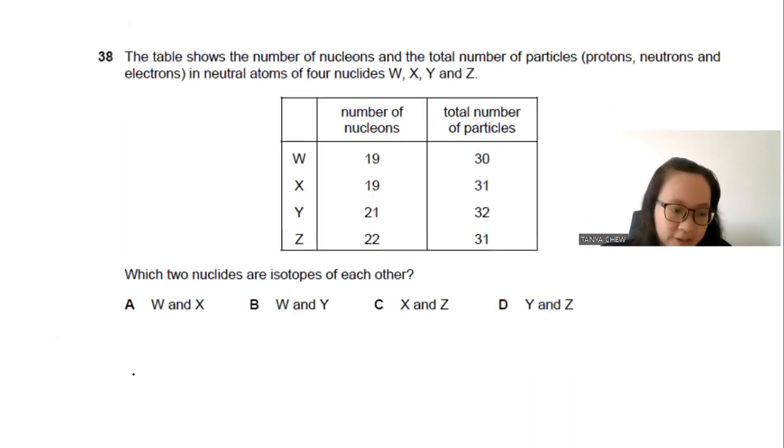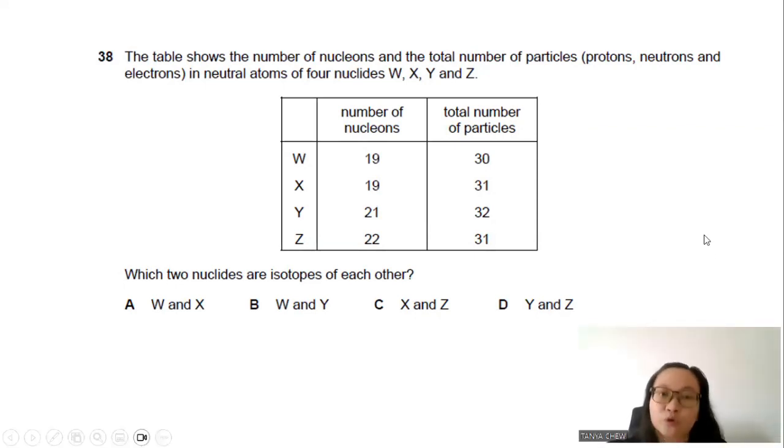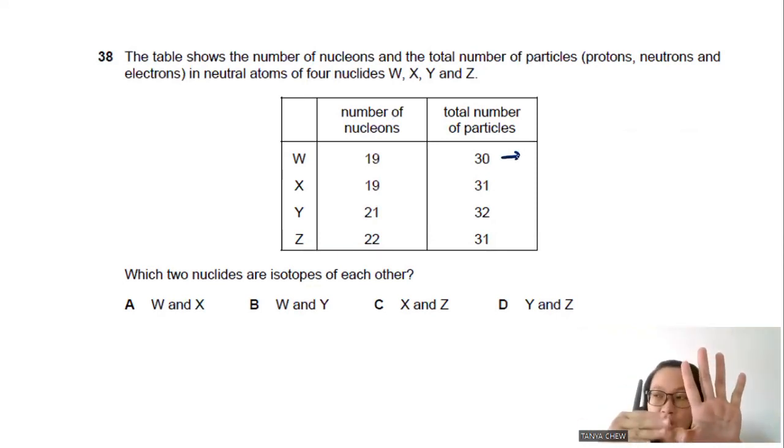Question 38, the table shows the number of nucleons and the total number of particles, protons, neutrons, and electrons, in neutral atoms of 4 nuclides, W, X, Y, and Z. Which 2 nuclides are isotopes of each other? So I need to calculate their number of protons and neutrons. The total number of particles here represents the total number of protons, neutrons, and electrons.